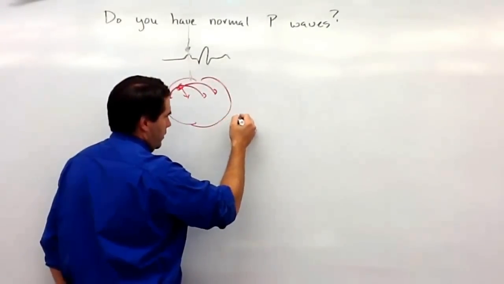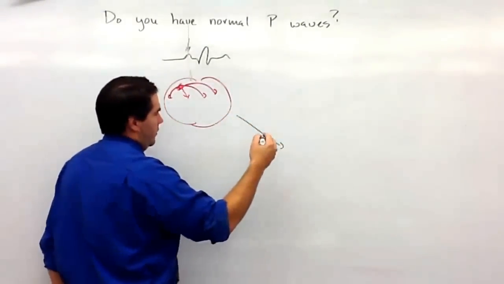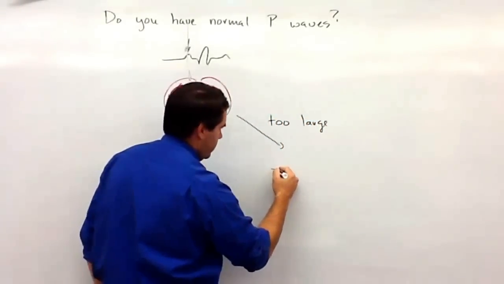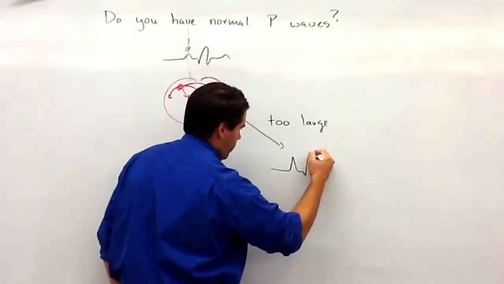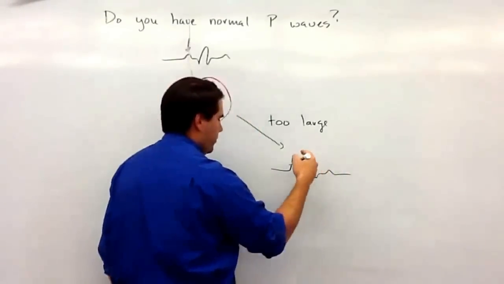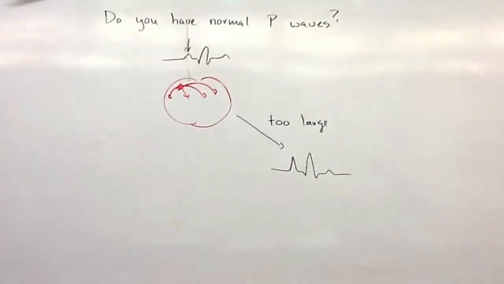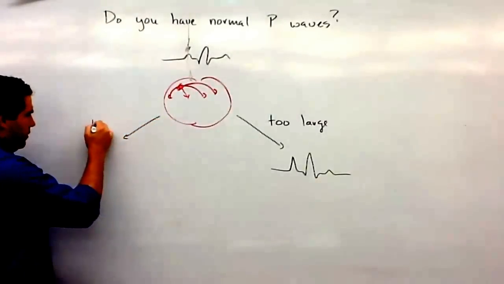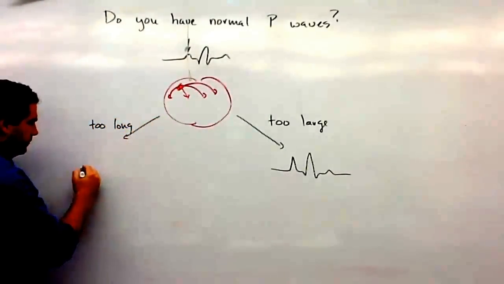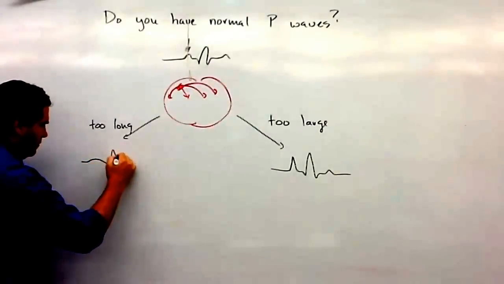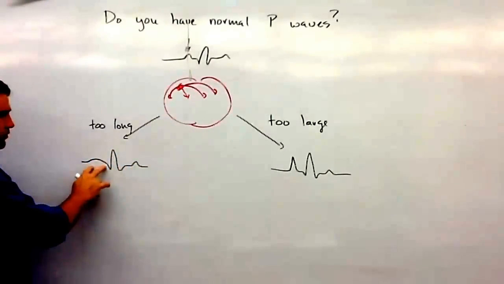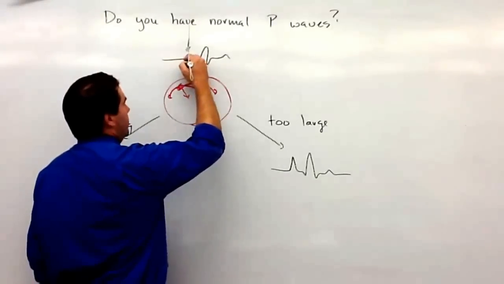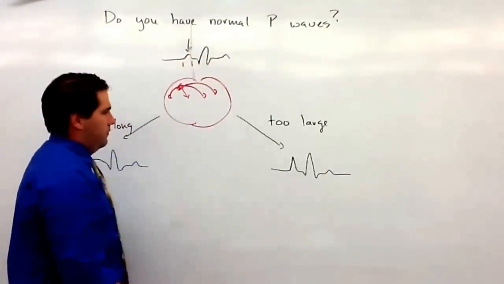One, it can be too large. So in that case, you have a really large P wave. The other thing that you can have is too long. So it's too wide, it's too long. So you're going to measure from the beginning of your P wave to the end of your P wave.